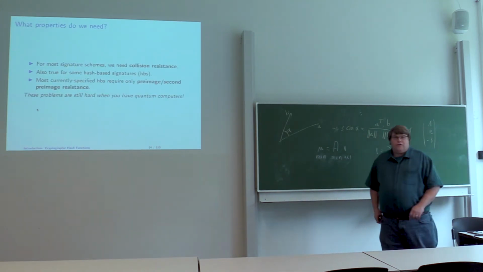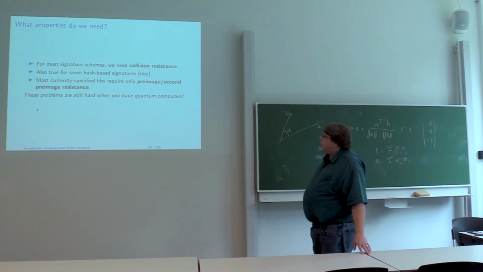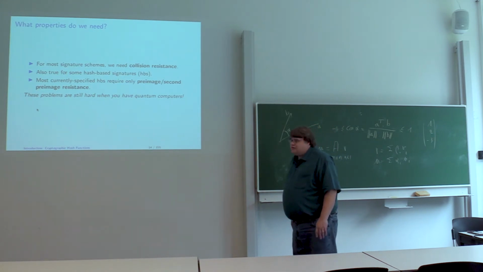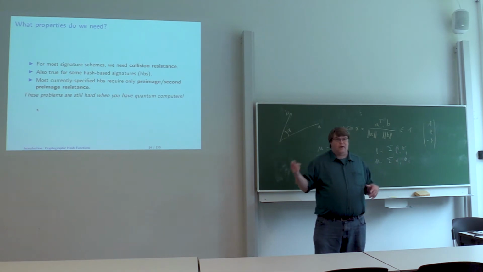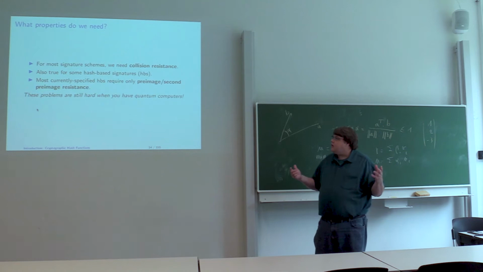So I'm not going to spend my day talking about hash function properties here. I just want to say the properties that we need. For most signature schemes, we just assume collision resistance, right? You're hashing a message and then signing it with RSA. Well, now you care that somebody can't find two messages with the same hash.